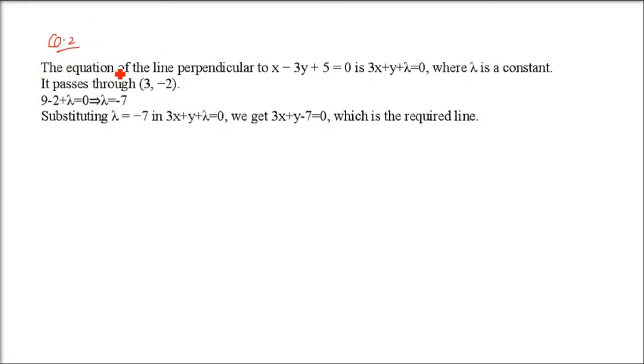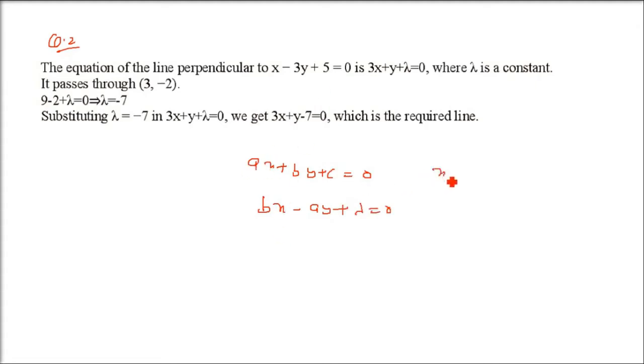Question number 2. Find the equation of a line passing through 3, minus 2 and perpendicular to the line x minus 3y plus 5 equals 0. So we have ax plus by plus c equals 0, this is a line, and there is a line which is perpendicular to this. So what you'll do, you'll write bx minus ay plus lambda equals 0. Lambda may be any constant.